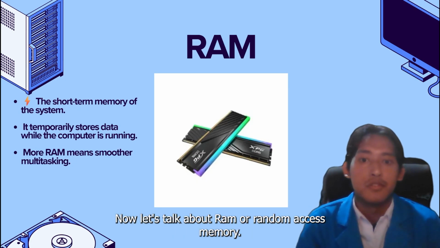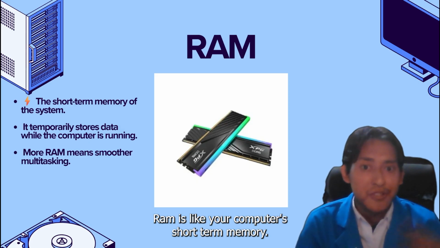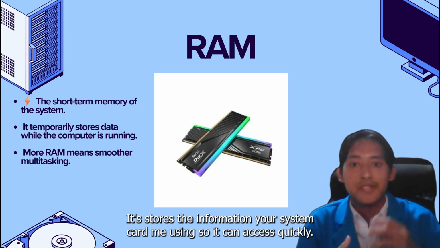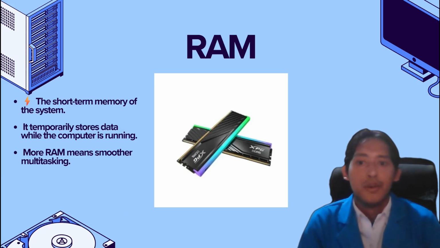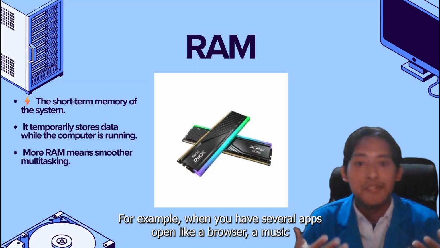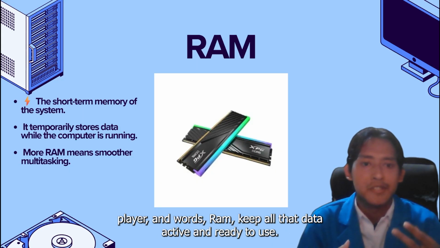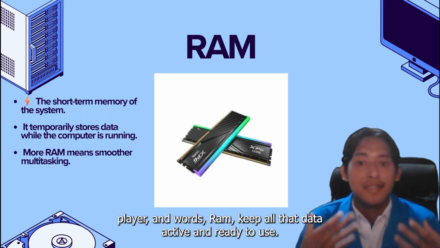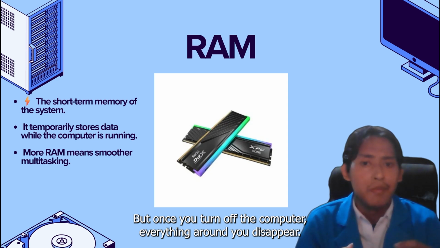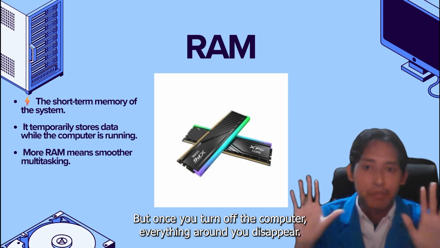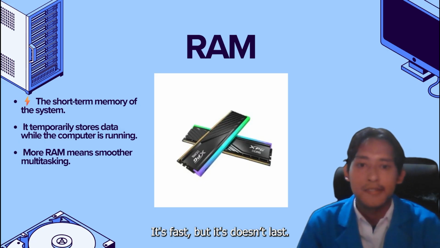Now let's talk about RAM, or Random Access Memory. RAM is like your computer's short-term memory. It stores the information your system is currently using so it can access it quickly. For example, when you have several apps open, like a browser, music player, and Word, RAM keeps all that data active and ready to use. But once you turn off the computer, everything in RAM disappears. That's why it's temporary. It's fast, but it doesn't last.